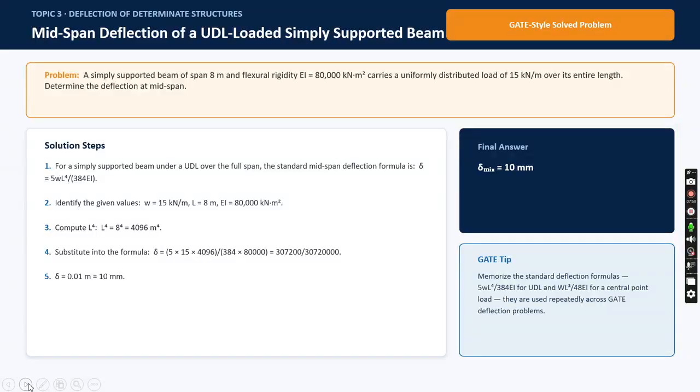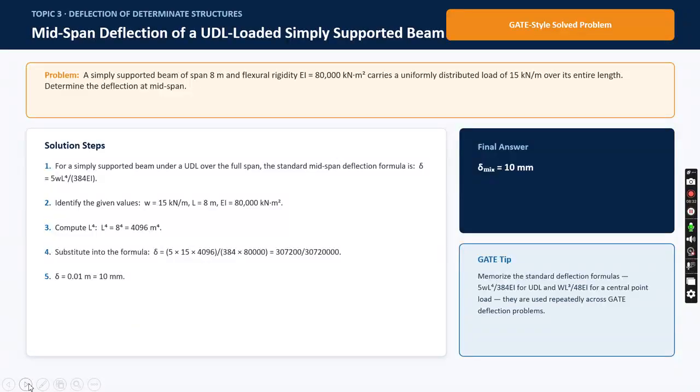A simply supported beam of span 8 meter and flexural rigidity EI equal to 80,000 kilonewton meter square carries a uniformly distributed load of 15 kilonewton per meter over its entire length. Determine the deflection at mid-span. The deflection for a simply supported beam under UDL is given by 5 WL to the power of 4 divided by 384 EI. W is equal to 15 kilonewton per meter, L is equal to 8 meter, EI is equal to 80,000 kilonewton meter square.